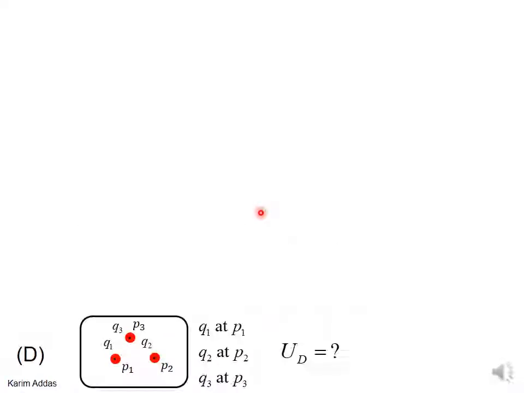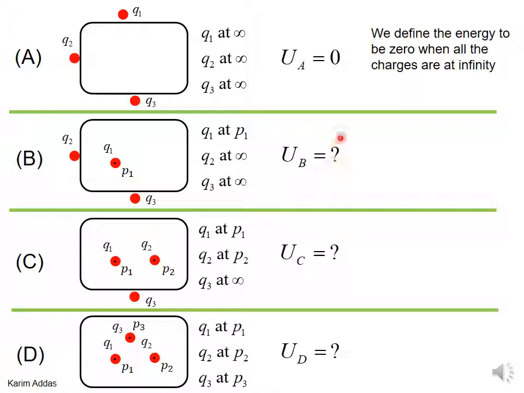Then the last thing we're going to do is bring Q3 and put it at point P3, and now the three charges are separated by finite distances, and we're going to ask the question, what's the energy in this configuration? We'll call it UD.